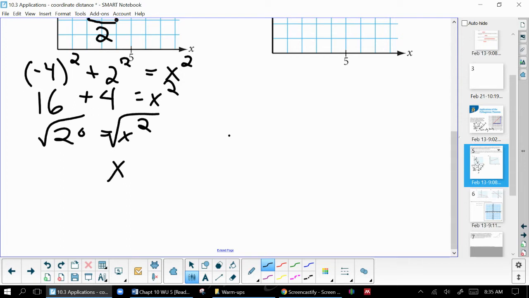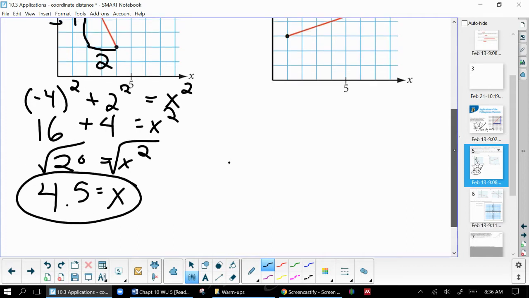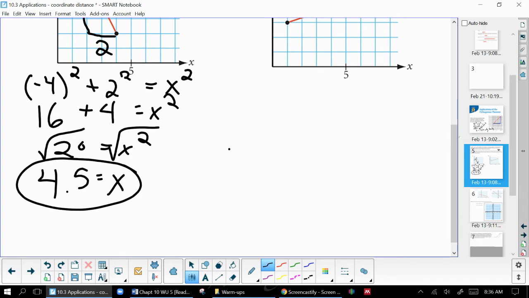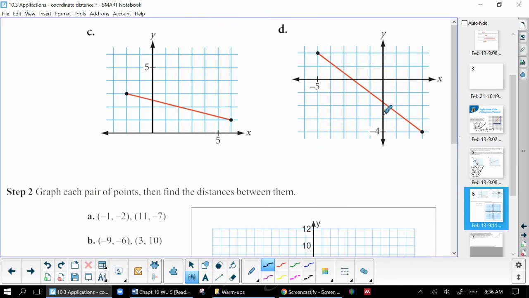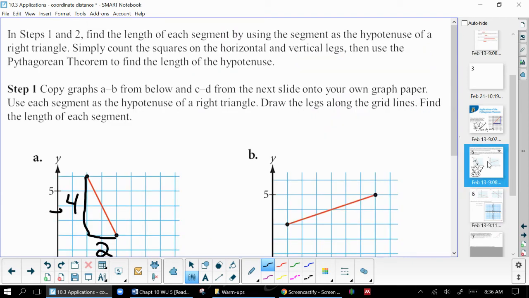And again, for now, I just want you to go ahead and use your calculator. So the square root of 20, my calculator says, is 4.5. In this case, since we don't actually know what these units are, you could put 4.5 units, or it's fine just to leave that off. It's a distance of 4.5. So go ahead and try the next 3 here on your own, B, C, and D. And then we'll come back after you've tried that and just go over them real quickly.